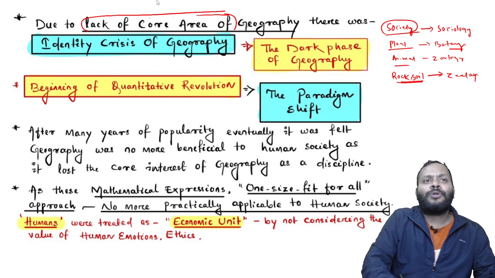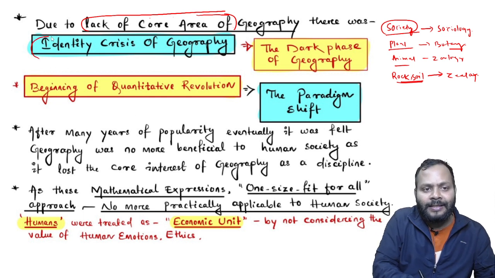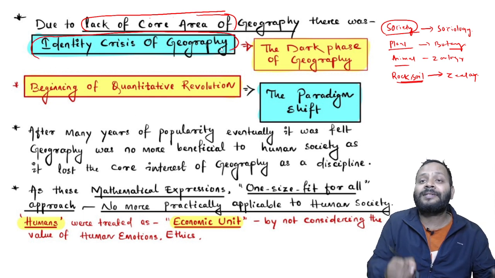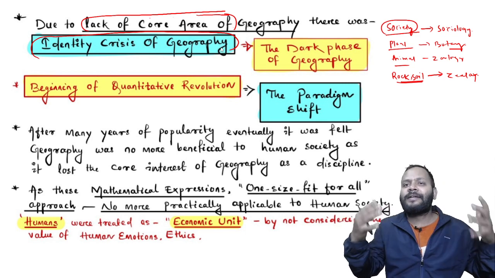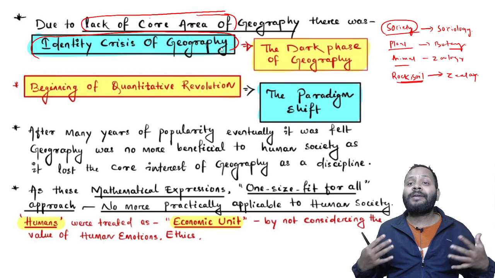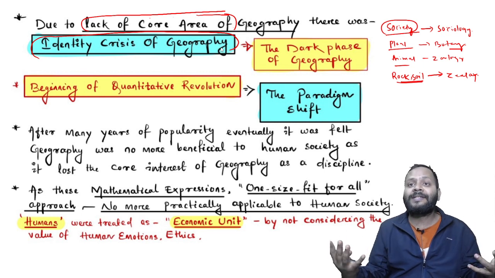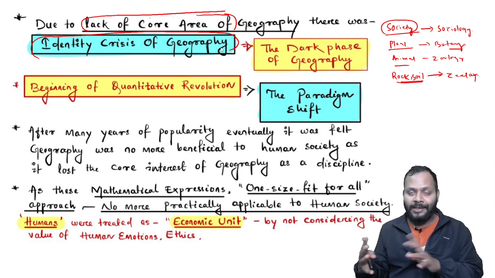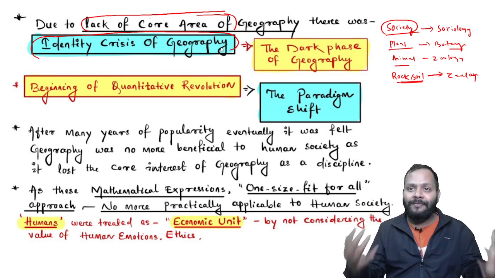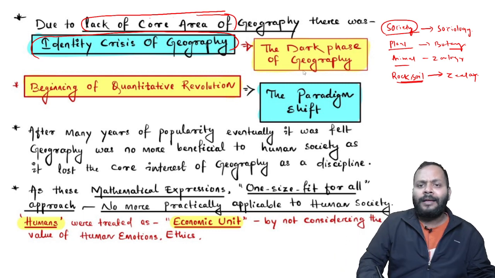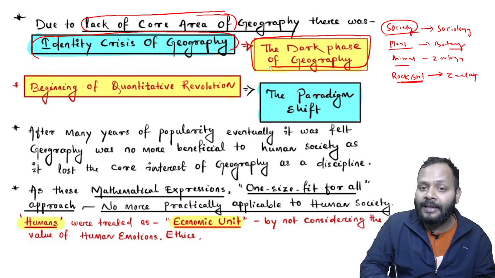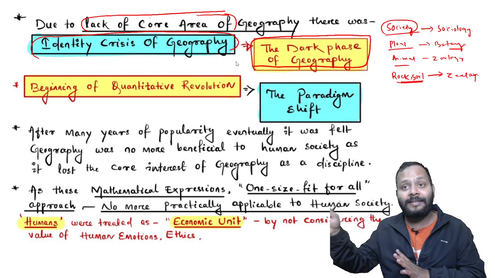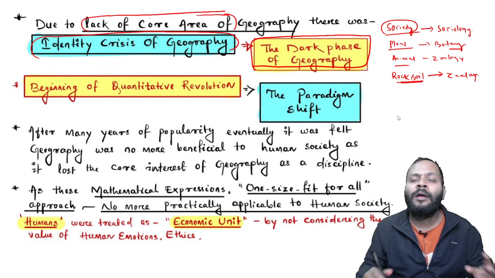That is the reason we can say there was an identity crisis of geography that started after areal differentiation, because geography was not in a position to prove that it is capable. This is called the dark phase of geography. I'll explain the dark phase of geography in detail in a subsequent class.